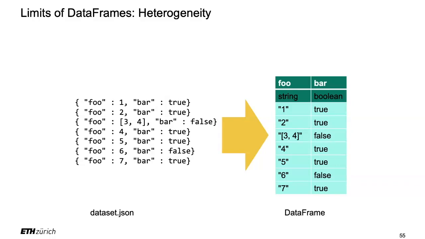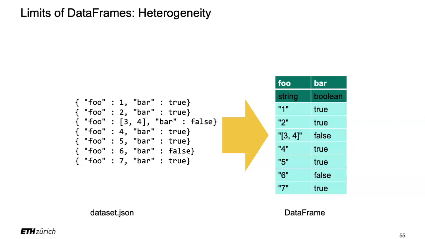So what if you rely on Spark? Because I told you that Spark figures it out. Does Spark really figure it out? Well, what's going to happen when Spark sees that? It's going to say, okay, foo looks like an integer. Okay, 1, 2, still an integer. Oh, 3, 4, that's an array of integers. Now I have a problem.